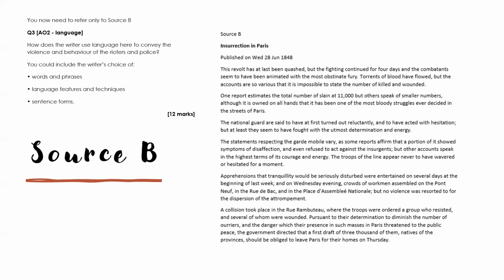Apprehensions that tranquility would be seriously disturbed were entertained on several days at the beginning of last week, and on Wednesday evening, crowds of workmen assembled on the Pont Neuf, in the Rue de Bac, in the Place d'Assemblée Nationale, but no violence was restored to for the dispersion of the attroupement. A collision took place in the Rue Rambuteau, where the troops were ordered a group who resisted, and several of whom were wounded. Pursuant to their determination to diminish the number of ouriers and the danger which their presence in such masses in Paris threatened to the public peace, the government directed that a first draft of 3,000 of them, natives of the provinces, should be obliged to leave Paris for their homes on Thursday.